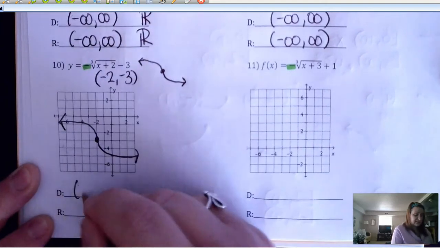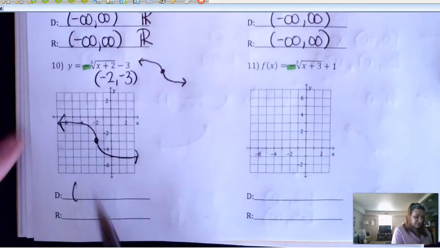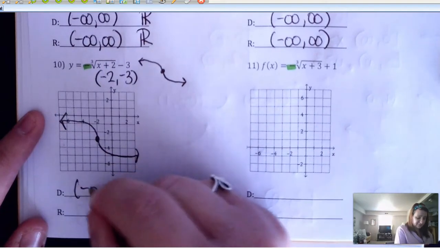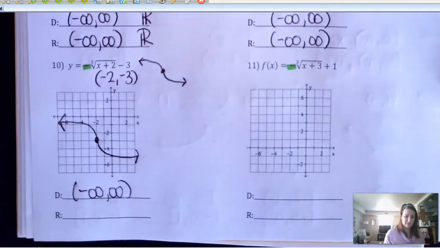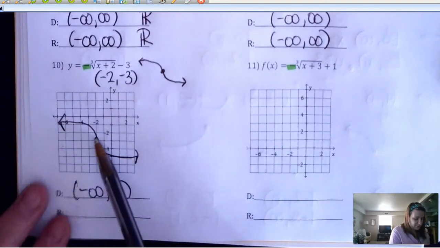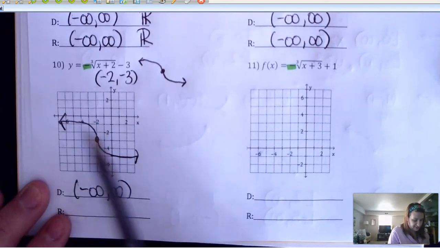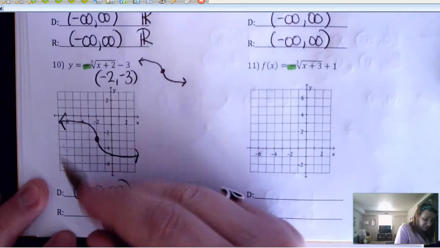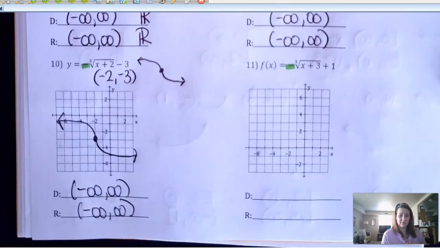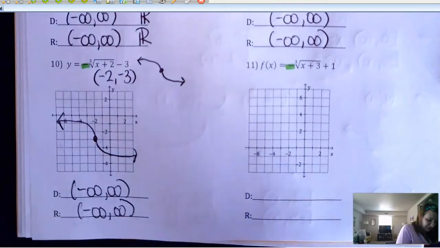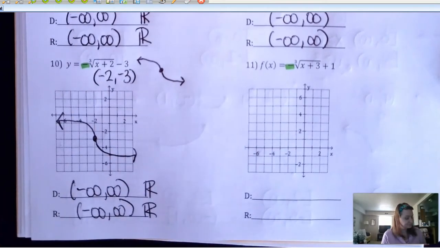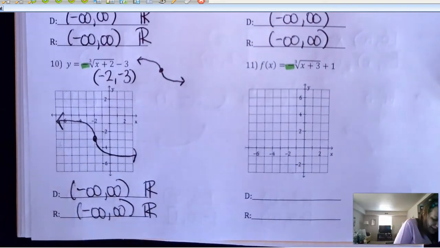And now, even though it's flipped over, this still goes to the left forever, this still goes to the right forever. So even though it's flipped around, you're going to cover the whole x-axis. For your range, again, even though it's flipped over, this side would go up forever, this side would go down forever, so you still cover the entire y-axis. And so it's going to still be negative infinity to infinity, or if you prefer all real numbers, you can write that down too. I got one last one.